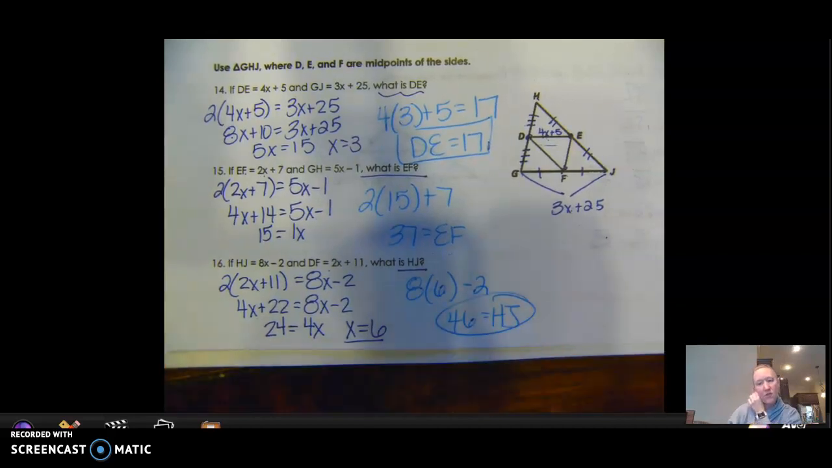Okay, so those are all the notes for 5.1. So midsegments, okay? And the main concept here is a midsegment connects midpoints of two sides of a triangle, parallel to the third side, but it's also half as long as that third side.